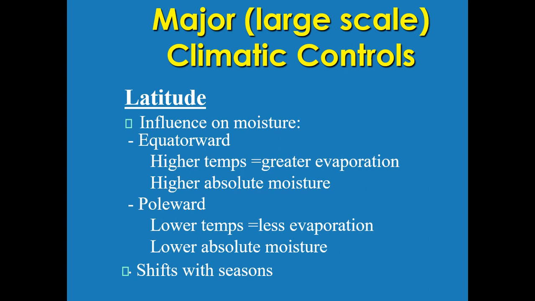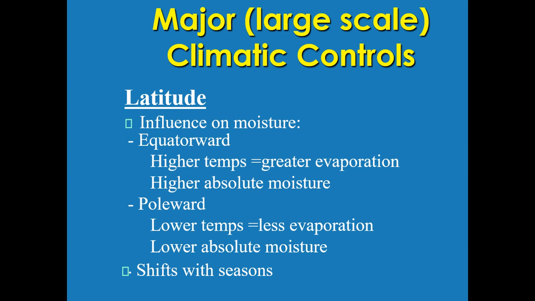So the capacity to hold moisture in the air is much greater with the higher temperatures. So equatorward, you're going to have more moisture being held in the air. Now, going poleward in latitude, your temperatures are going to be lower, and that's going to yield less evaporation. Additionally, you have less direct incoming solar radiation the further poleward you get, and that also plays a role in less evaporation of moisture from the Earth's surface.